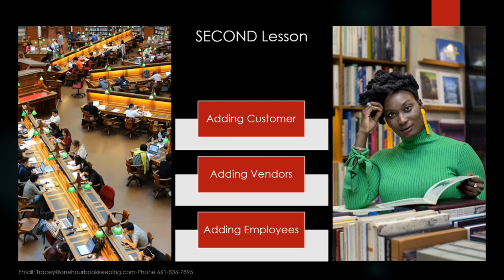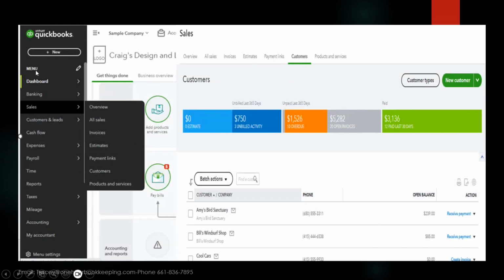Next up, adding customers, vendors, and employees. Let's look over to the left here. You'll see this menu, and the menu breaks it down by the type of activity. So in sales, you're going to have all your sales, invoicing, estimates, customers, products. All those are through this drop down here. You also have what we call new up here, which we'll go over in a moment, which shows all the activities that you can get to just by clicking that new.